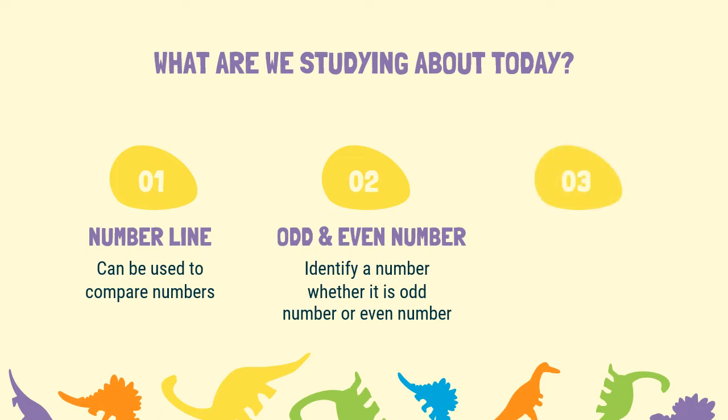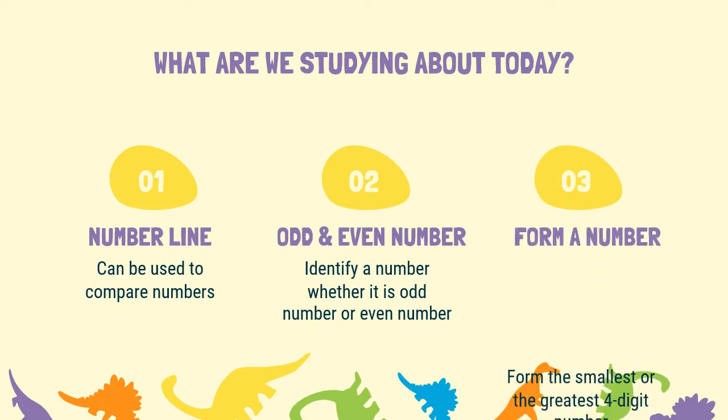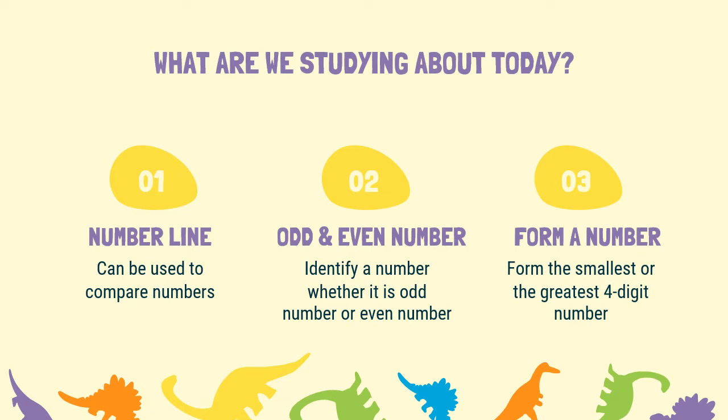Okay, and the last, we will study how to form a number. So, we form the smallest or the greatest 4-digit number. And of course, sometimes the question will be the smallest odd number or the greatest even number, the greatest odd number. Okay, don't be worried. Miss will try to explain one by one to you through this video.